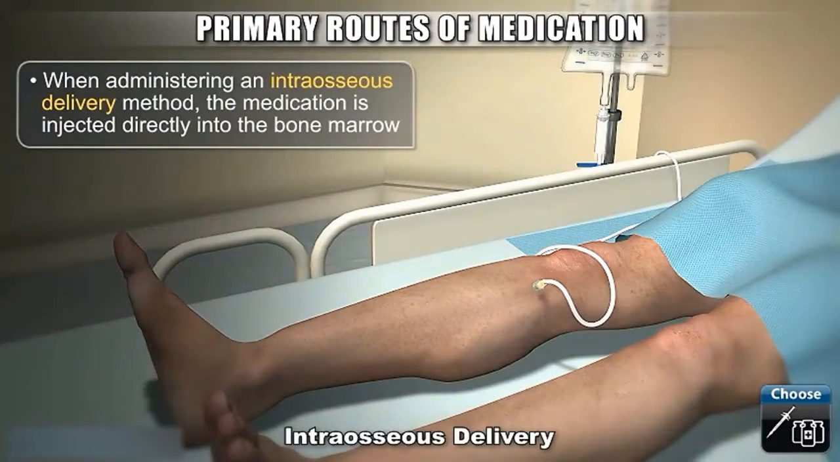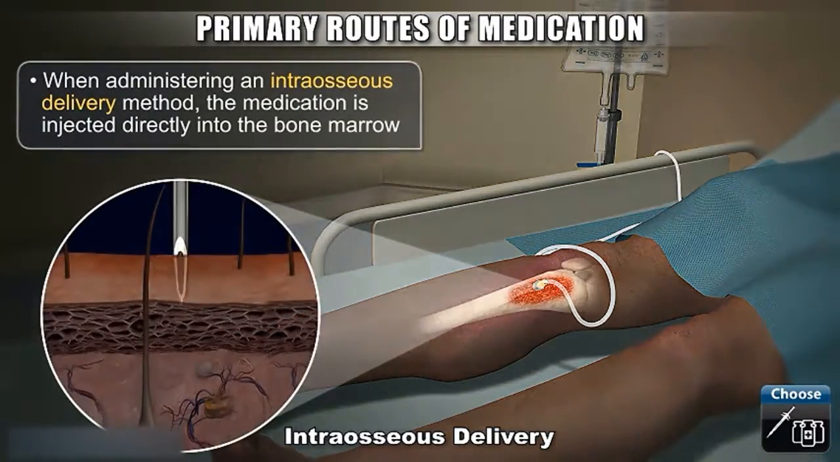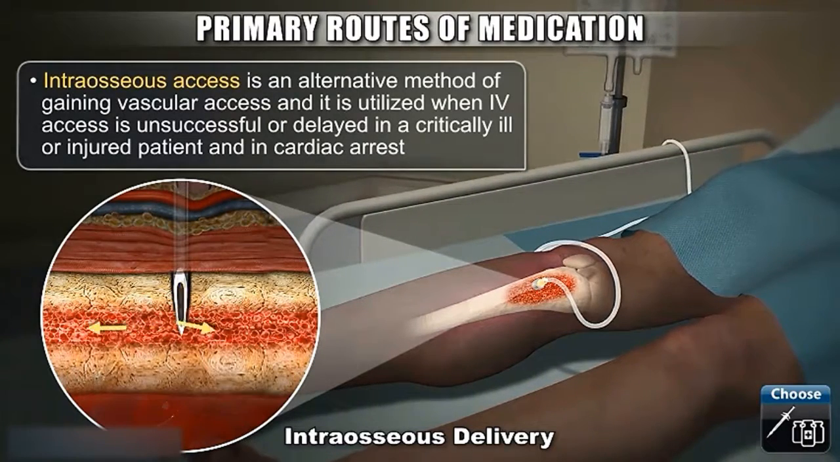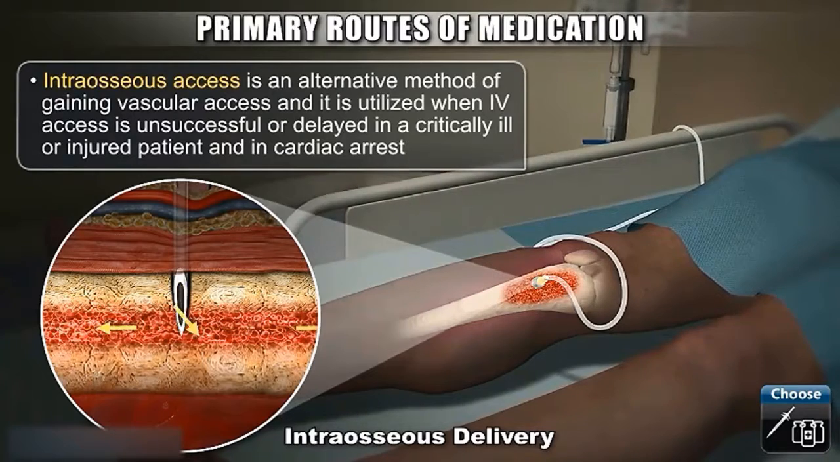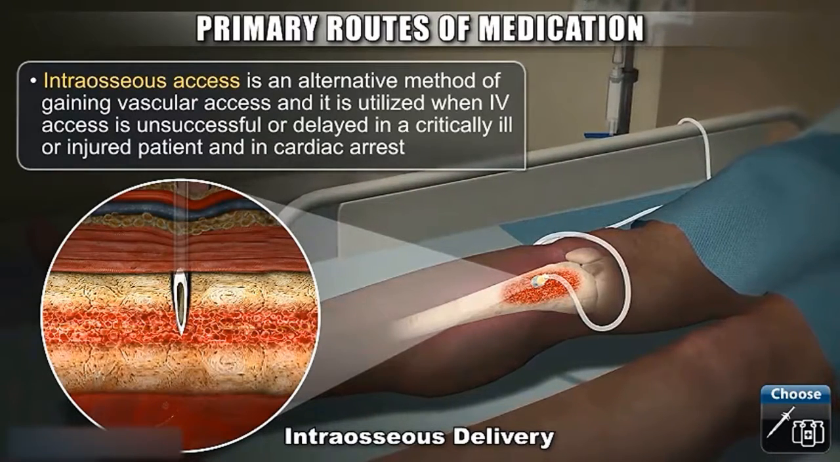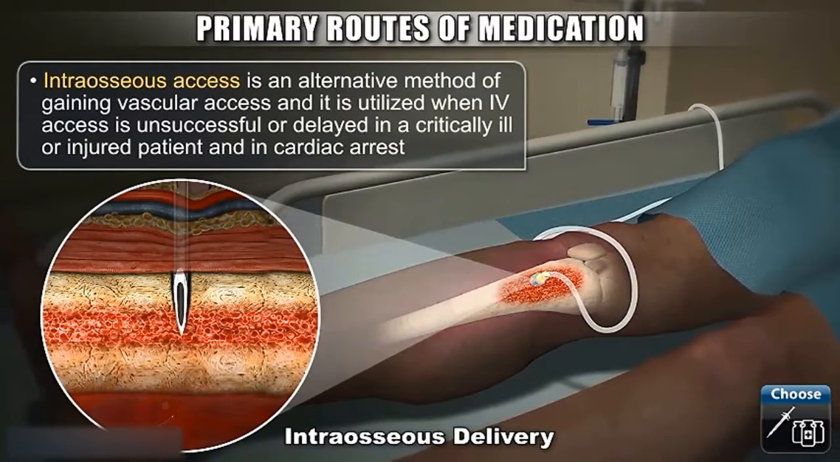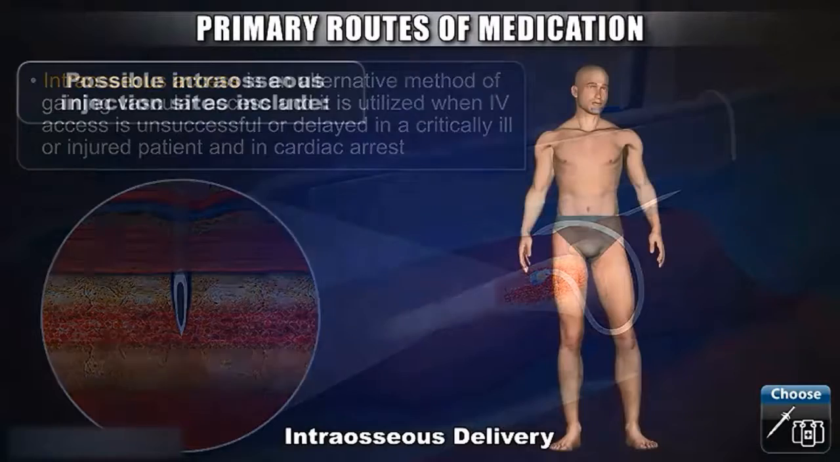When administering an intraosseous delivery method, the medication is injected directly into the bone marrow. Intraosseous access is an alternative method of gaining vascular access, and it is utilized when IV access is unsuccessful or delayed in a critically ill or injured patient and in cardiac arrest.